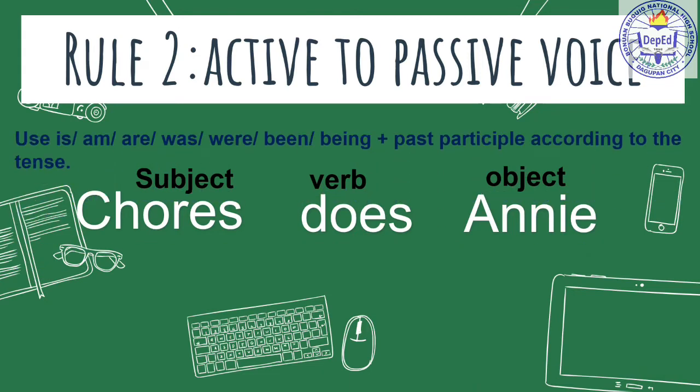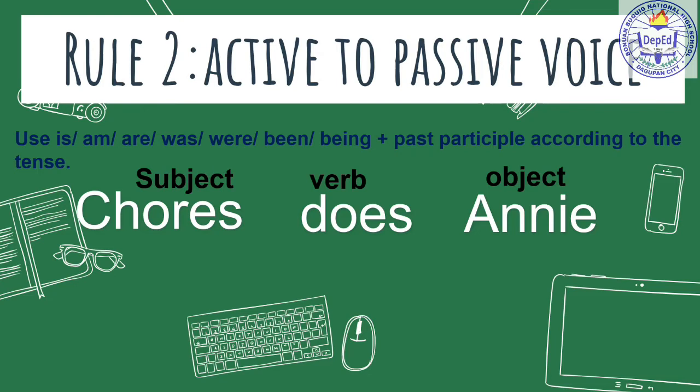Rule number 2 states that we have to use the auxiliary verbs is, am, are, was, were, been, being plus the past participle according to the tense. Using the same example in Rule 1, chores does Annie, let us focus our attention to the subject and the verb. And to determine the correct verb form for a sentence, we should know if the subject is singular or plural and the verb is in the present, past, or future tense.